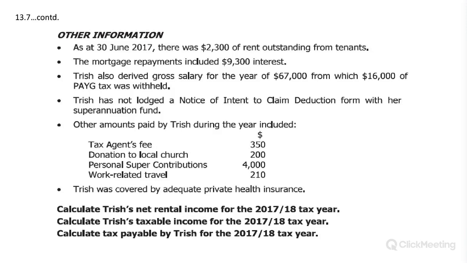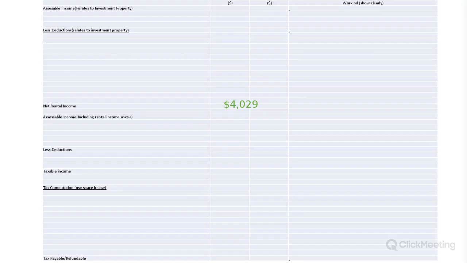As a check, I'll give you the figure. Taxable income is 70,669. That is Trish's taxable income.